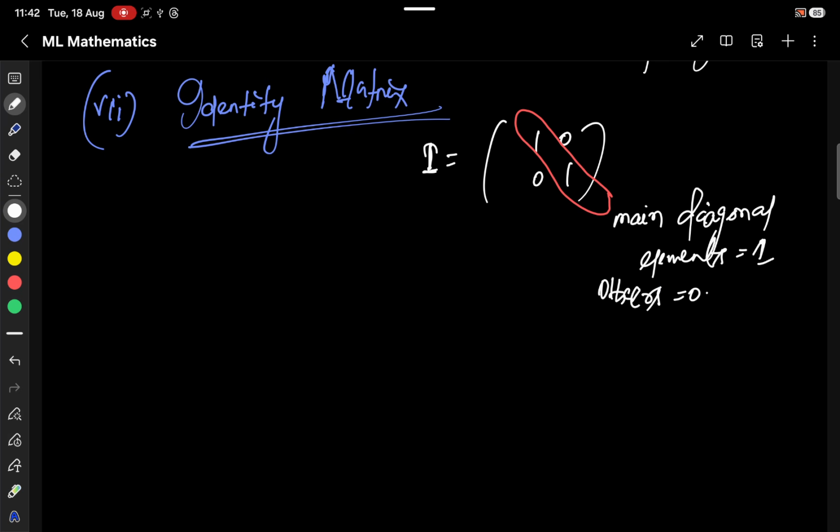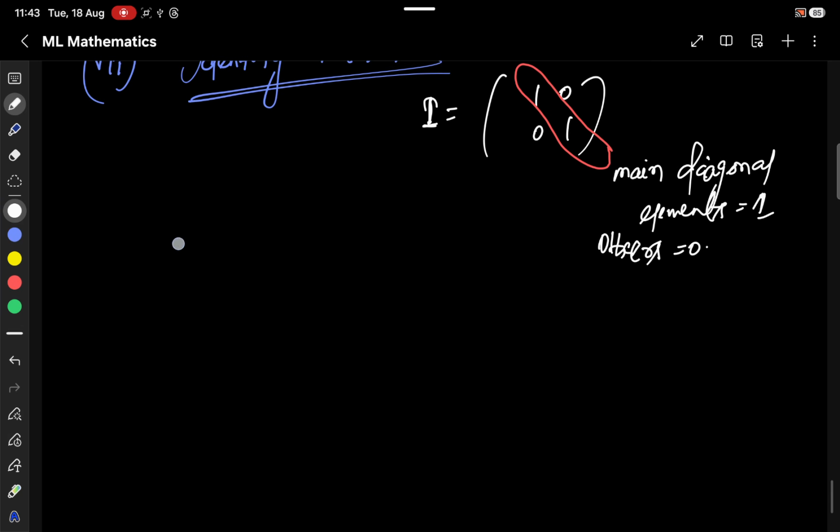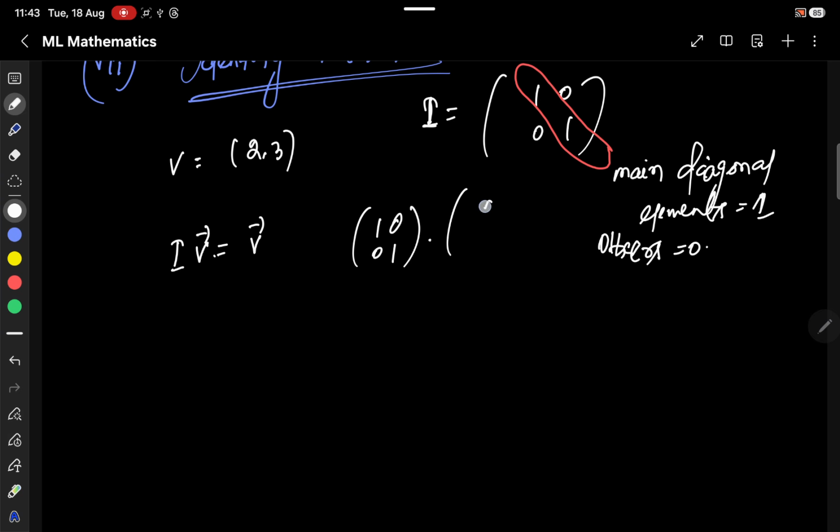What does that mean? If I multiply the identity matrix with a vector, the same vector will come out. Yes or no? You want to see it? You can try it out. Take a vector 2 3, and the identity matrix 1 0 0 1. If you multiply with 2 3, this is a 2 cross 2 and this is a 2 cross 1. What will happen? It will come as a 2 cross 1, which is a vector again. So it will come out as 2 3 only.